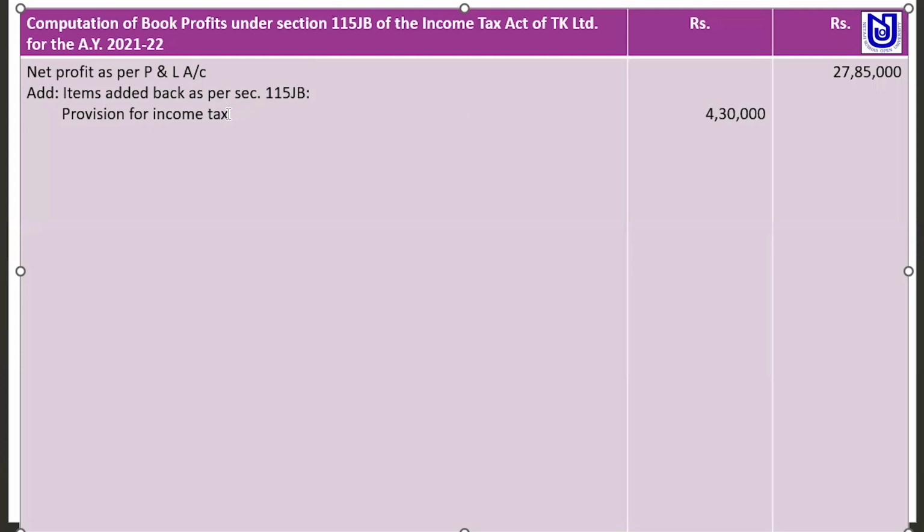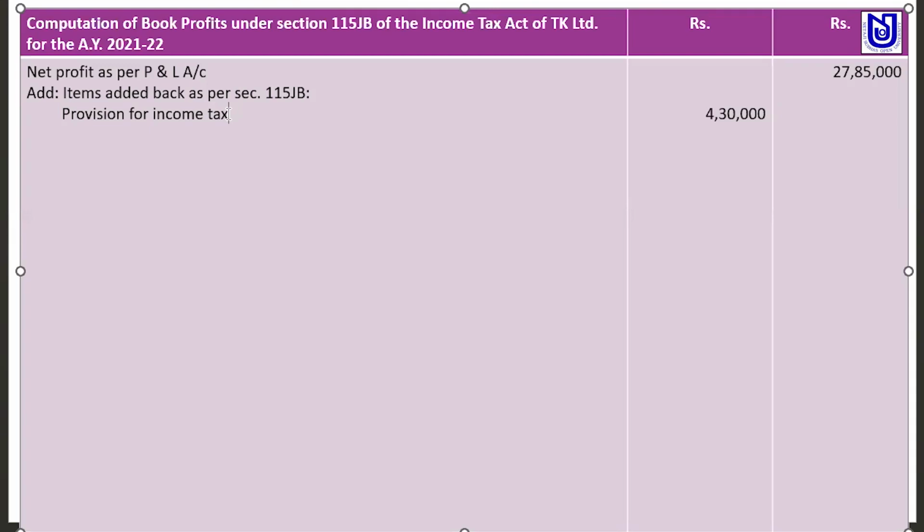Then what is the next item? Wealth tax. In the theoretical part, what items are to be added? We have to add income tax paid or payable, surcharge, education cess, but not wealth tax. So if there is any wealth tax, sales tax, or any other tax, that shall not be added back. So wealth tax of rupees 98,000 as debited to P&L account shall not be added back.